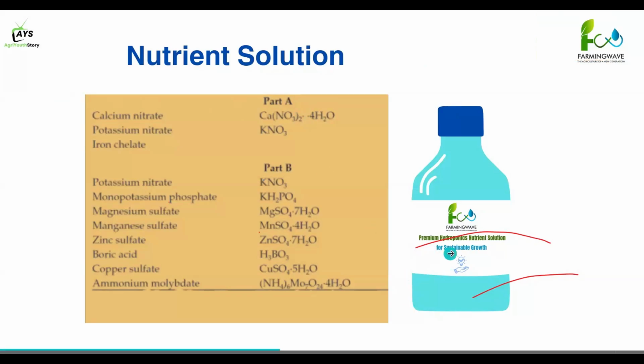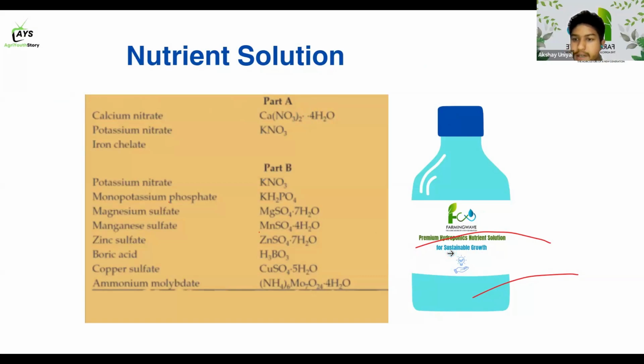The difference is not that much, Mr. Akshay Karya. So you're asking what is the difference between the part A and part B nutrients. These are designed in such a way that they are non-reacting in themselves. If we mix part A and part B for a long term in a single bottle, some elements from this might react with some elements from that. We do not want this, so we separate them in order of reactivity, so it's easier for us to store them.